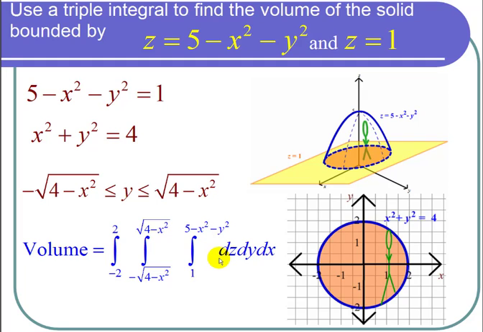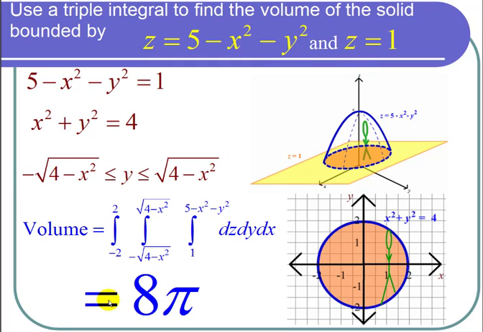And what I got is that the volume of the solid bounded by z equals 5 minus x squared minus y squared and z equals 1 is exactly equal to 8 pi. And I'm done with the problem.